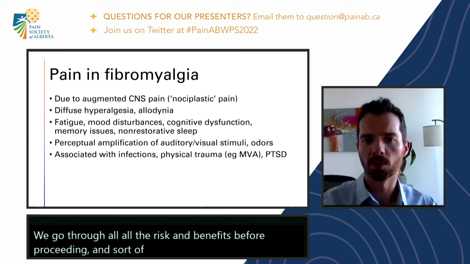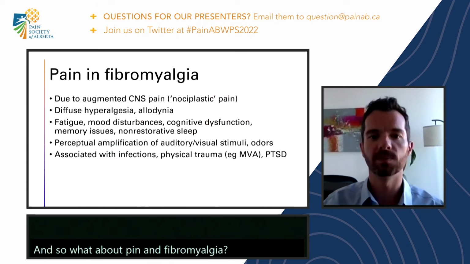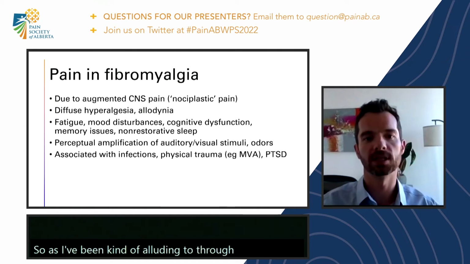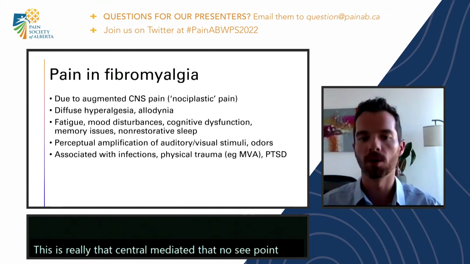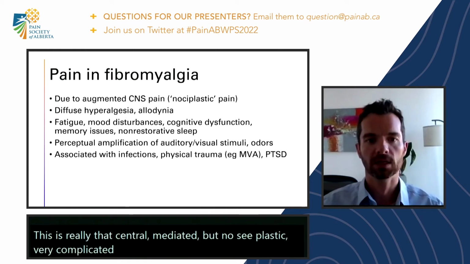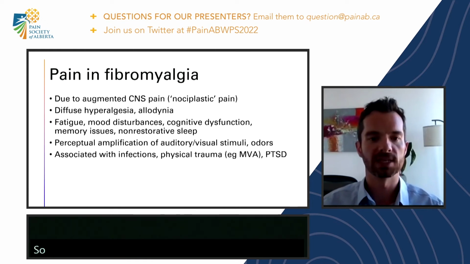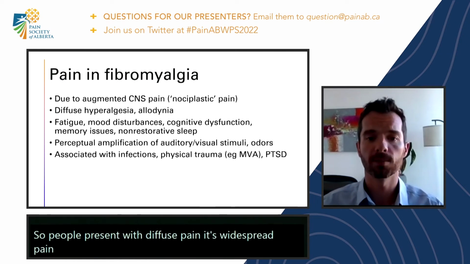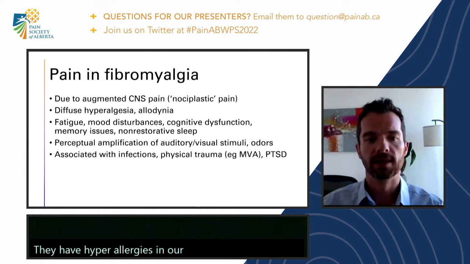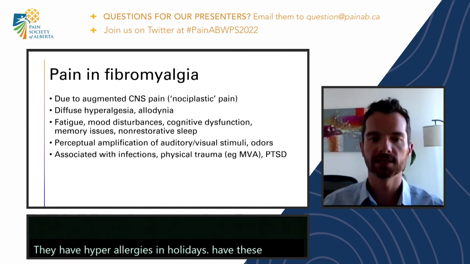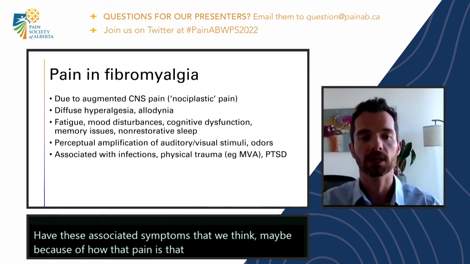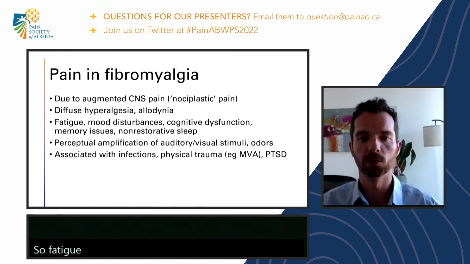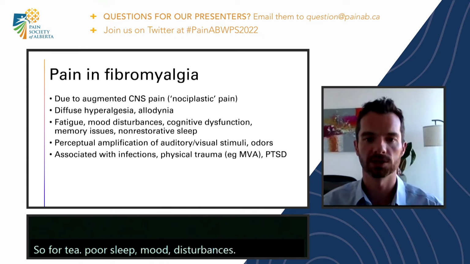And so what about pain and fibromyalgia? As I've been alluding to throughout the presentation, this is really that centrally mediated, nociplastic, very complicated mechanism of pain. People present with diffuse, widespread pain. They have hyperalgesia and allodynia. They have these associated symptoms that we think may be because of how that pain is then processed higher up: fatigue, poor sleep, mood disturbances, cognitive dysfunction.